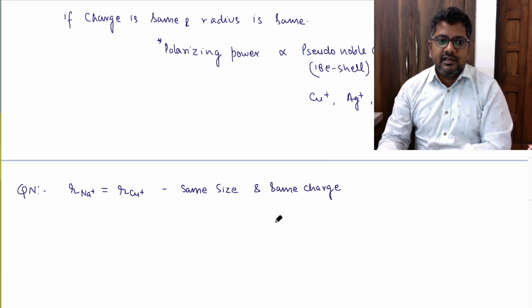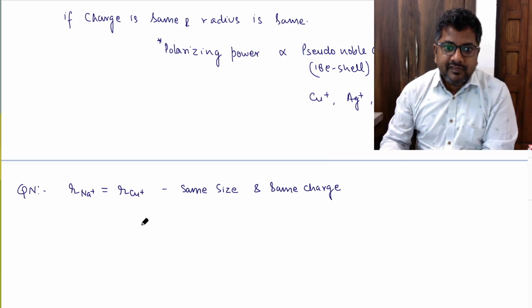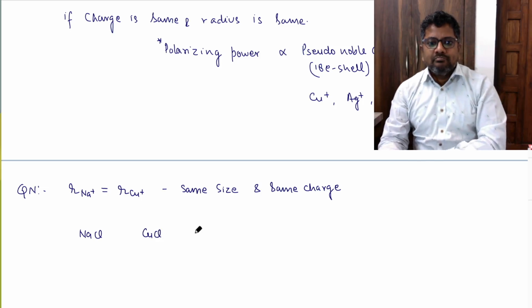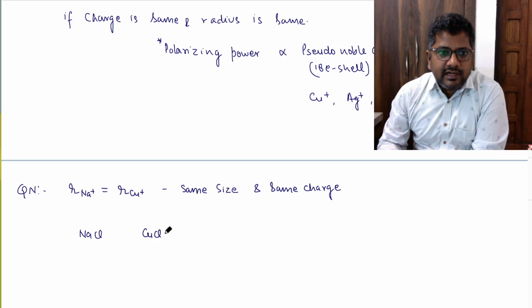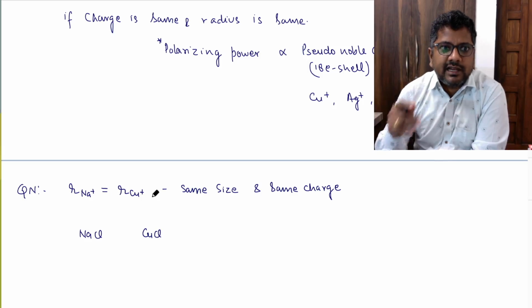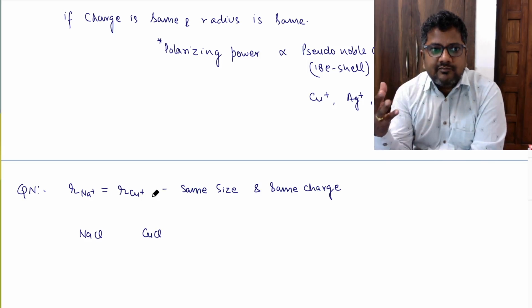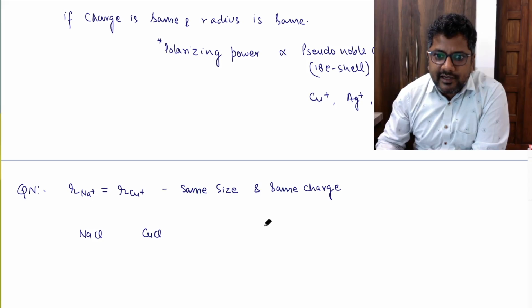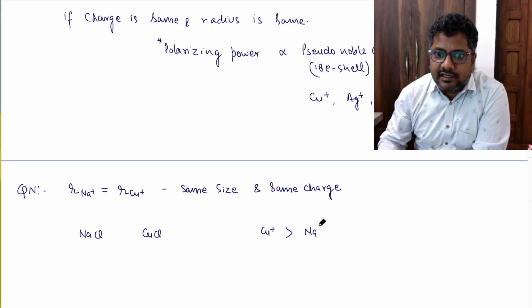Same charge. Now if you see the chlorides of both, NaCl and CuCl, chloride is common in both, so leave that. You have to decide on the basis of the cation. So for the cation, what are you going to see, polarizing power or polarizability? Obviously polarizing power. So which has the more polarizing power? You will find that Cu plus has more polarizing power than Na plus.